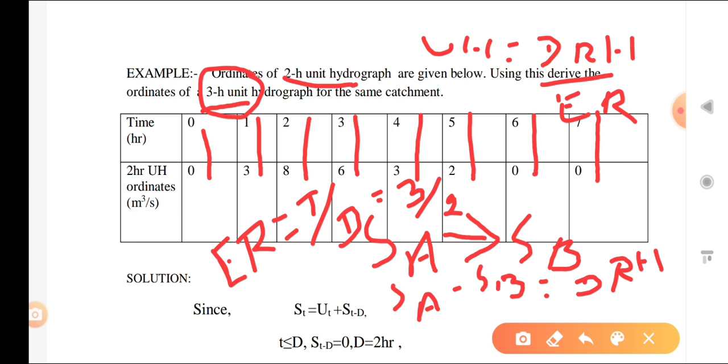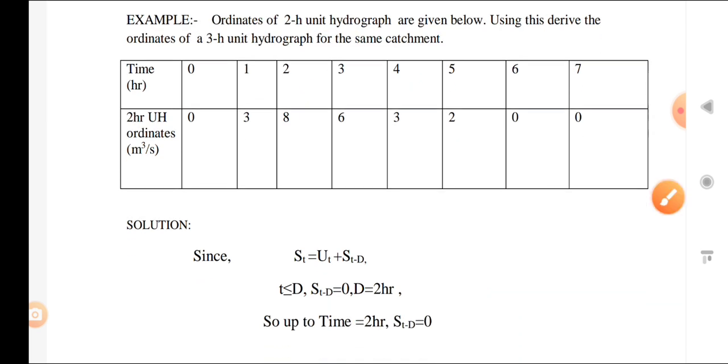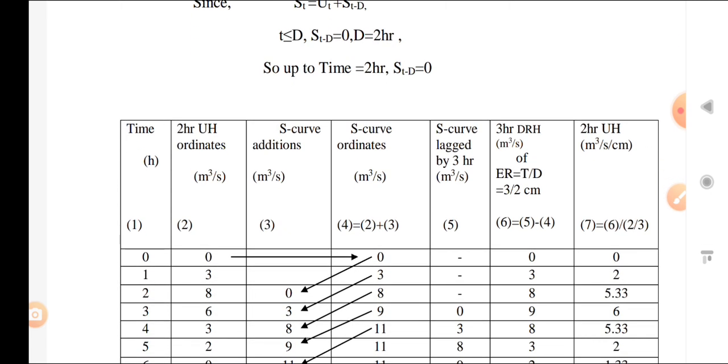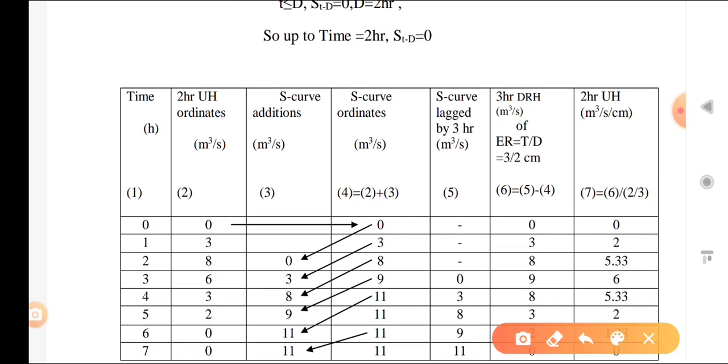Now you can see the same thing in tabular form. We have discussed that procedure. In that procedure also you have to make the columns. That 2 column has been given to you, time and ordinate. Now we have to make the S curve addition. First of all we have to find the S curve ordinate. So how are we finding the S curve ordinate?